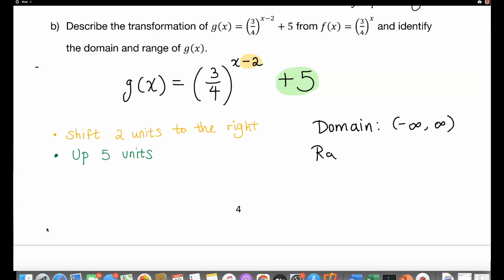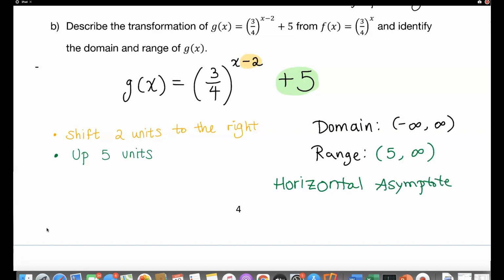Now range though, the default is 0 to positive infinity, but you see how this function got shifted 5 units up. So the range is no longer 0 to infinity, but 5 to infinity. That's it. So if I want to add one more thing, how about that horizontal asymptote? We have a horizontal asymptote at y equals, not at 0, but y equals 5 because this graph is shifted up 5 units. So the range changed and the horizontal asymptote also changed from the parent function.